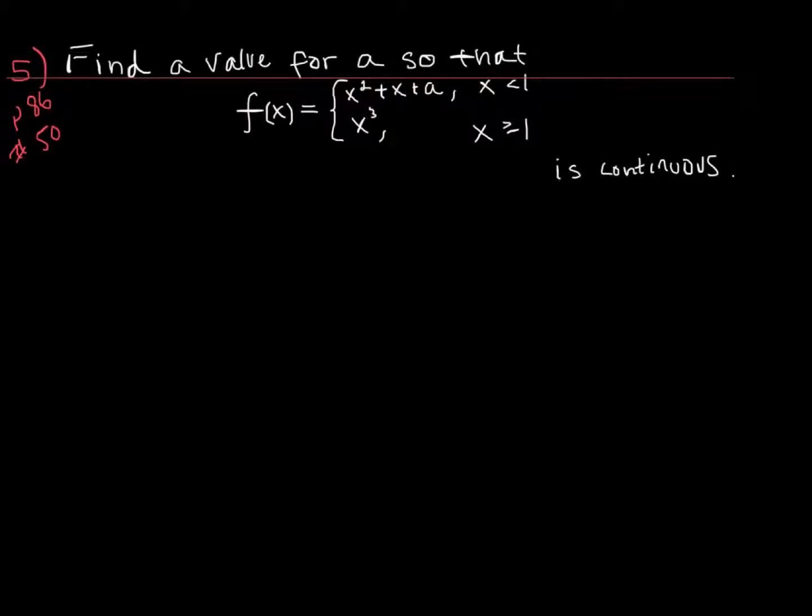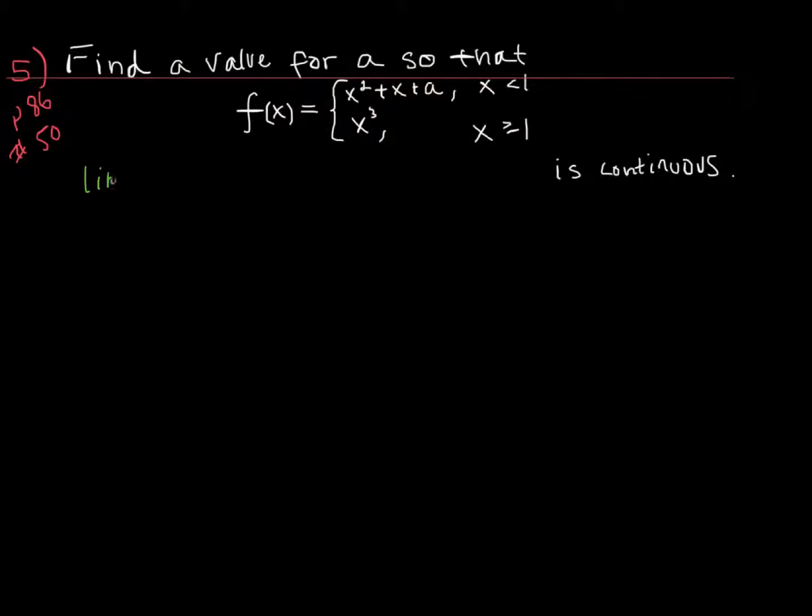So, of course, this is the case. Both pieces are polynomial, so they're both continuous everywhere. And so the question is, what will make them continuous at 1? Well, remember, for something to be continuous, the limit coming from the left as x approaches 1, and the limit coming from the right as x approaches 1 must be equal. So the first thing we need to do is set the one-sided limits equal to each other.